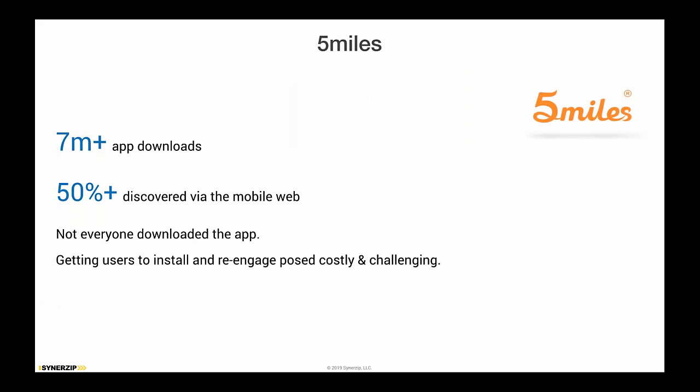Moving ahead with another case study, about 5miles. It's a neighborhood or nearby shopping app. It has around 7 million app downloads and is mostly discovered by mobile web. Now, the problem they were facing was that not everyone was downloading the app. As we have seen, as soon as we hit that download claim, we see the dropouts start. So getting users to come back to the app and complete the flow was costly and challenging.